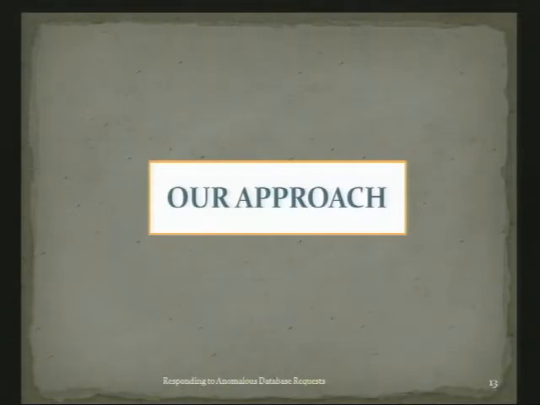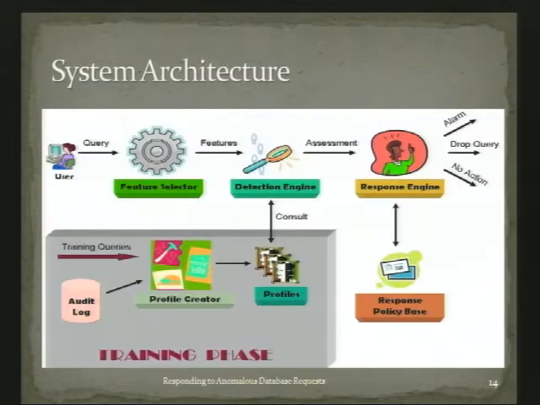So now I'm going to go into some of the details of our approach. This is a very high level overview of the system architecture. Let's look at the training phase at the bottom. You have a profile creator module which can create profiles of users or applications that submit queries to the database, or it can also read queries from the audit log, assuming you have turned on auditing on the database system. And it comes up with some profiles. Now, precisely what these profiles are will depend upon the kind of threat model you have in mind for anomaly detection.